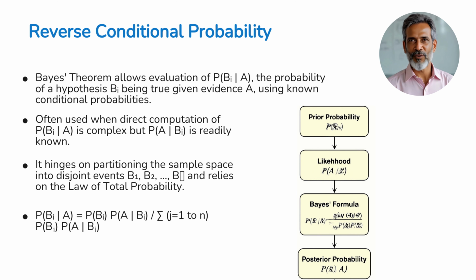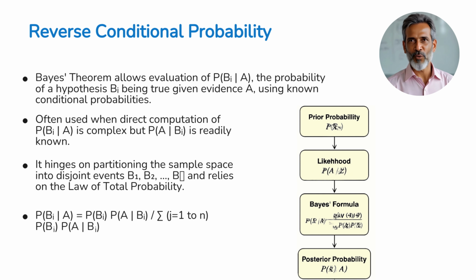Why is this useful? Sometimes directly finding P of B sub i given A is tricky. But we might already know P of A given B sub i, the likelihood of seeing evidence A if B sub i were true. Bayes' theorem helps us use that known likelihood to find the probability we really want.